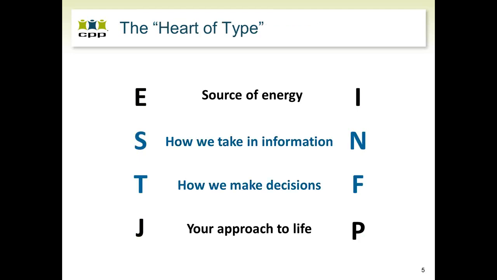Now the middle two letters of the type code are the mental functions or the cognitive processes and represent the core of our personality, what many of us call the heart of our type. It's the heart of type that defines who we are and what our natural interests are. And the four hearts of type correspond to the columns of the type table.